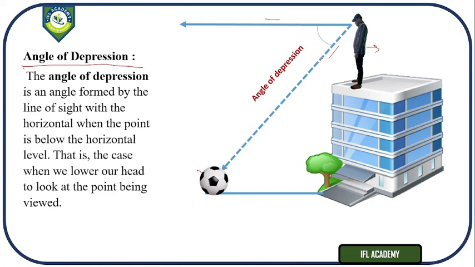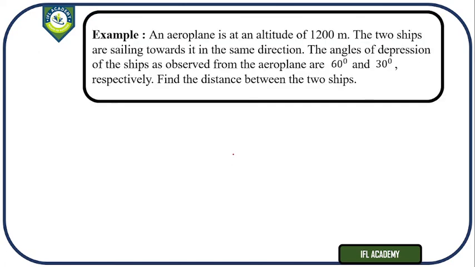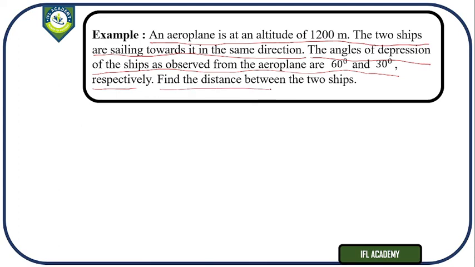Now let us solve one example on angle of depression. The question is, an aeroplane is at an altitude of 1200 meter. The two ships are sailing towards it in the same direction. The angles of depression of the ships as observed from the aeroplane are 60° and 30° respectively. Find the distance between the two ships. Okay, so first of all, let us draw the figure.